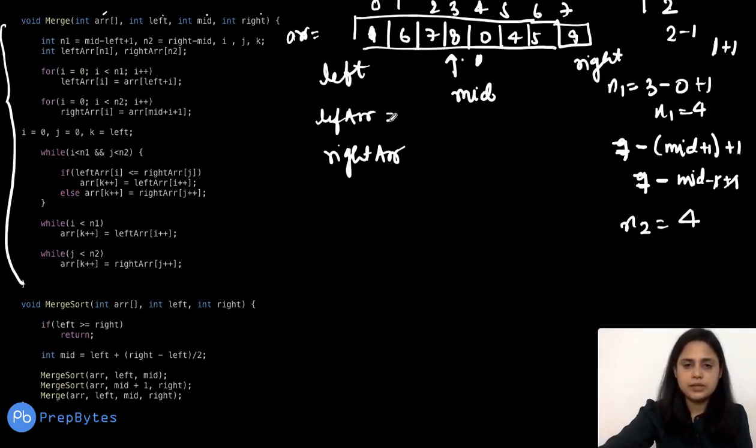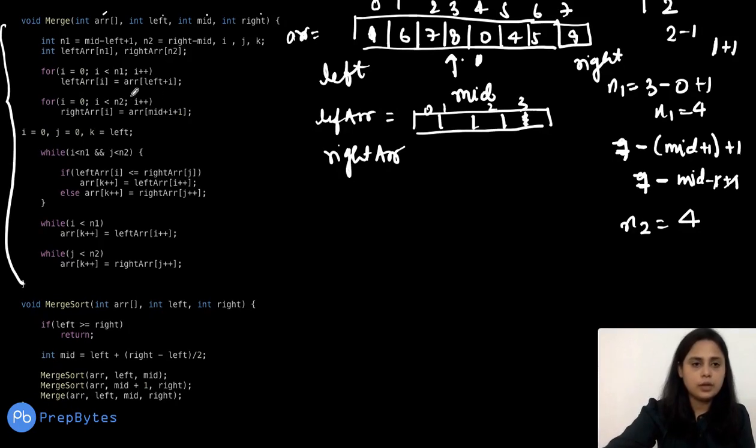Now let's say I come back here. I will fill all the elements in the left array first. I run a loop from 0 to n1 minus 1. There will be 4 elements, so the index in the left array is going to be 0 to 3: 0, 1, 2, 3. So I start filling from the 0th element: left[i] equals arr[left plus i].